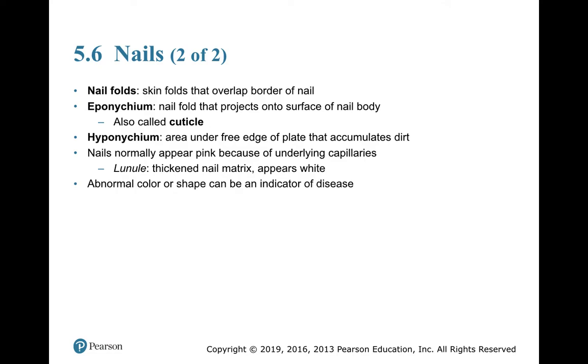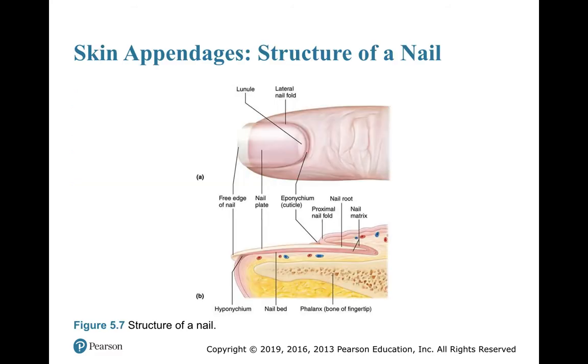There is a little white region near the nail matrix called lunula, and abnormal colors or shapes of nails can be indicators of diseases. So here is our nail fold, the eponychium or cuticle, nail plate, the free edge. And if we look at the cross section here, you see the hyponychium, the nail bed, and this would be the end of our finger. And back here we have the matrix.